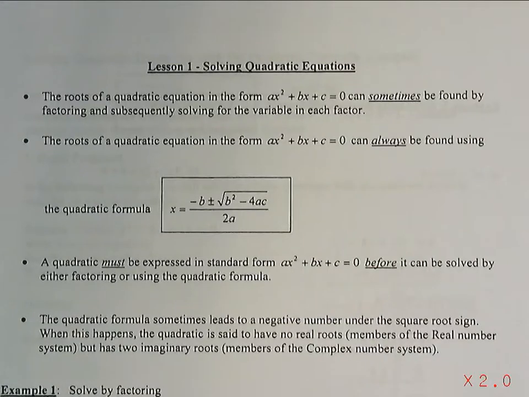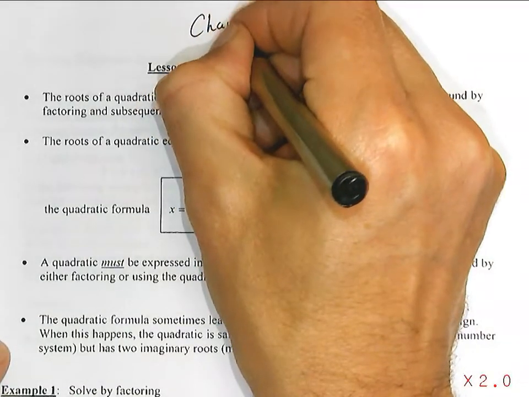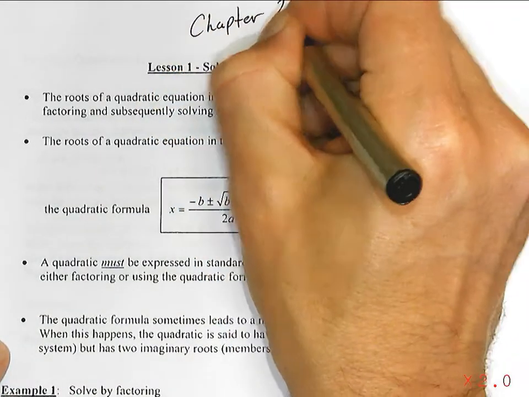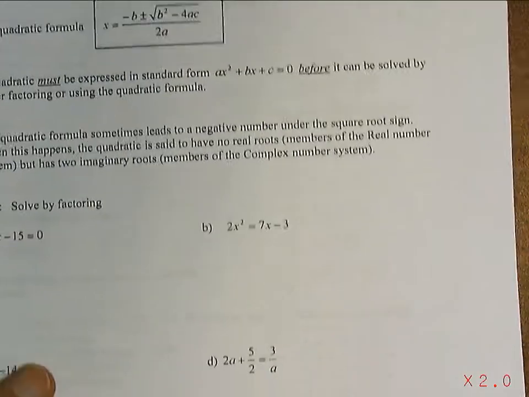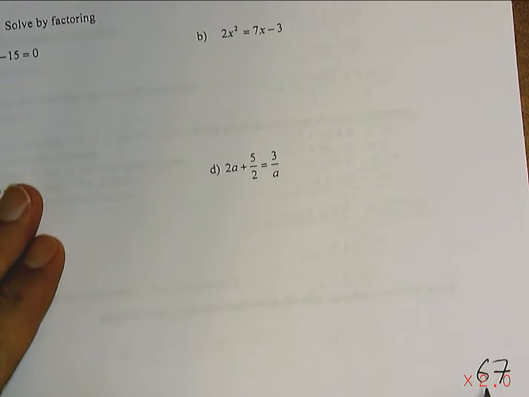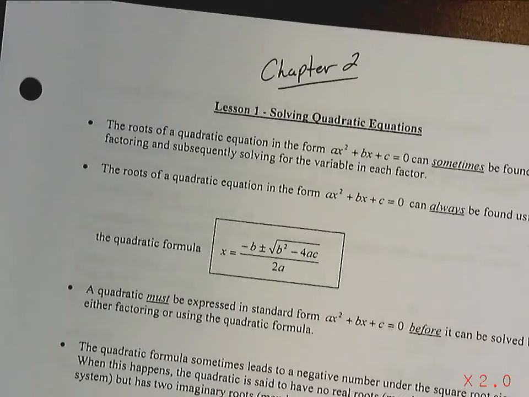Okay, welcome ladies and gentlemen, and we're looking at the first lesson of chapter 2 in your grade 11 math course. And we're looking at your workbook pages. We're starting on 67, and I'm going to go all the way up until 71, I guess. So 67 all the way up into 71. So you can pause now and make sure you get out what you need, and then you can start this up again.